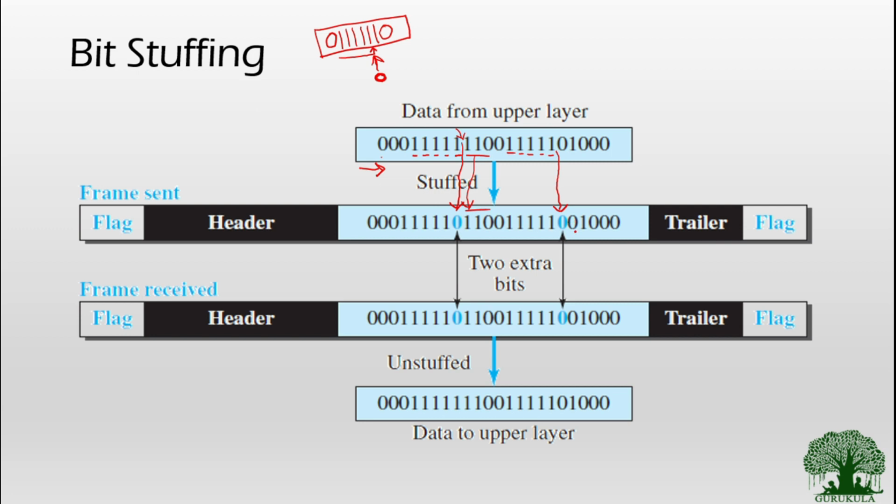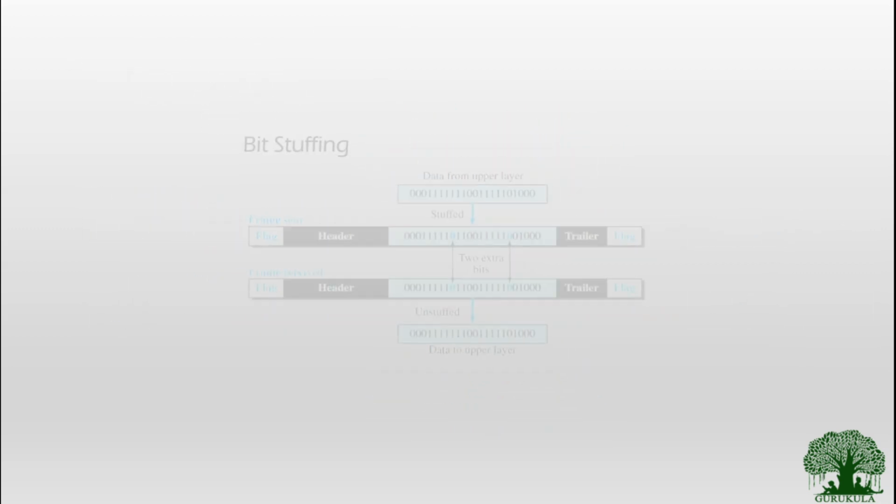By doing this, I am ensuring that the data field does not have 6 consecutive ones anywhere in the sequence, so that my flag sequence is not going to appear anywhere in the frame, and system B will happily identify the start of the frame and the end of the frame over here and here. This approach is what we call the bit stuffing approach. So that's the end of the session.